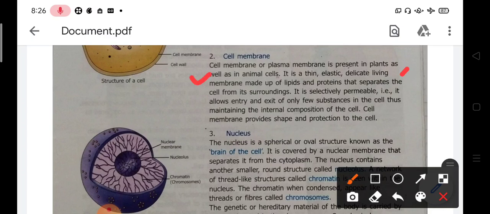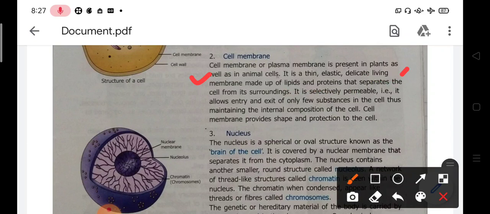It is a thin, elastic, delicate, living membrane. Now see, plasma membrane is a living membrane and cell wall is a non-living membrane. And cell membrane is made up of lipids and proteins. Lipids means fat-like structures, okay? So this plasma membrane is made up of lipids and proteins, and cell wall is made up of cellulose. That separates the cell from the surrounding because it acts like a partition wall.